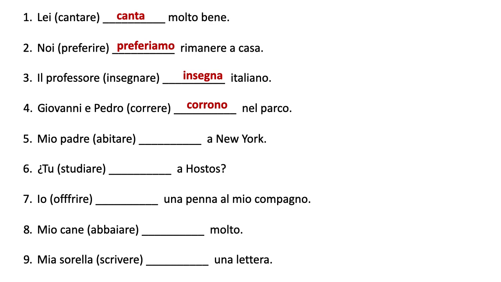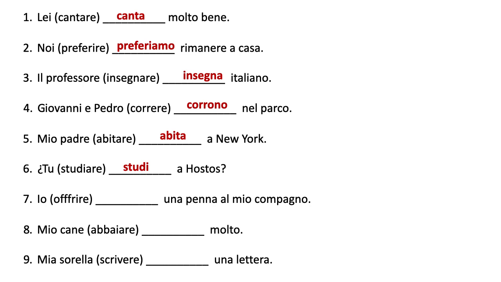Numero 5. Mio padre abitare a New York. Here the knowledge of the family vocab comes in handy. Padre means father, right? So mio padre is my father. And then padre is one male person, right? And we'll talk about him. So we would use lui. So we need the lui form of abitare, which is an are verb. So it's mio padre abita. Mio padre abita a New York. My father lives in New York. Okay? Numero 6. Tu studiare a casa. An are verb. And what's the subject? Well, it's tu, right? So we need the tu form. Tu studi a casa. Do you study at home?